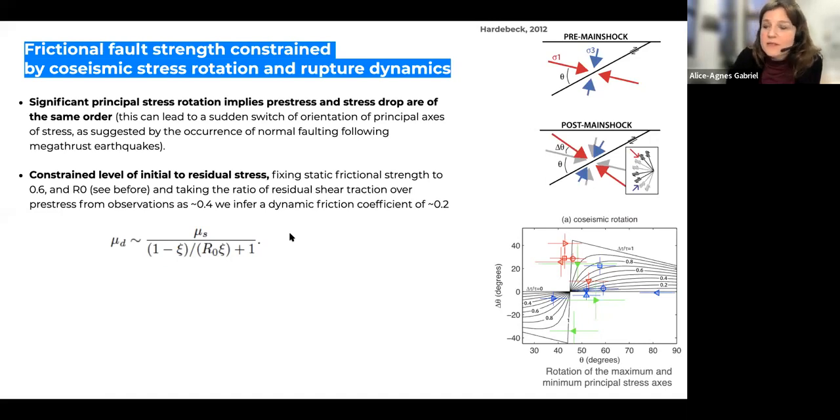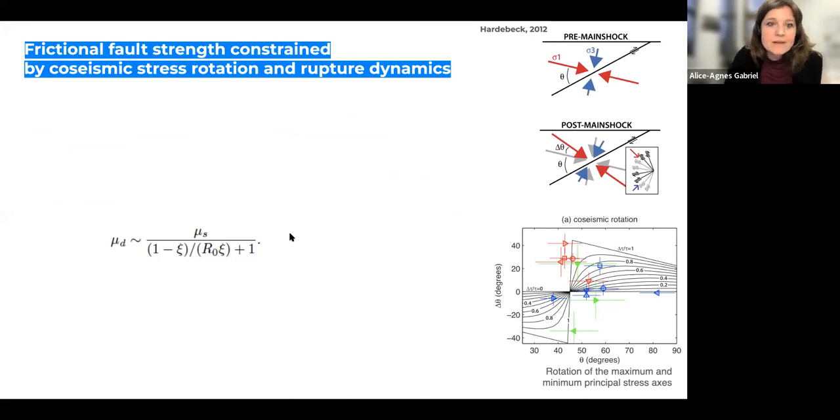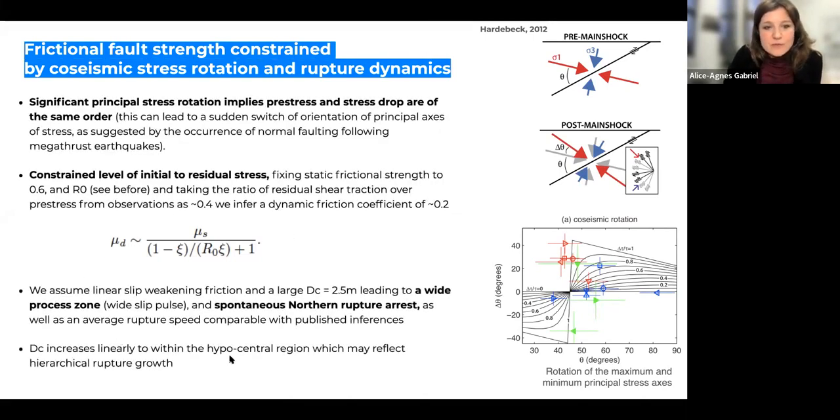And it's interesting because recent studies have been trying to also get these co-seismic stress rotations for crustal earthquakes based on optical pixel correlation. So that would be really interesting to try that for other events. Okay, we assume here linear slip weakening friction, which is sufficient for these large earthquakes where we don't account for really actual multi-fault rupture cascading, a large friction energy leading to wide process zones or wide slip pulse. And we can model the spontaneous arrest of the earthquake as well.